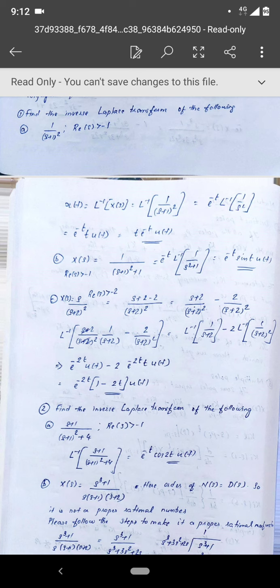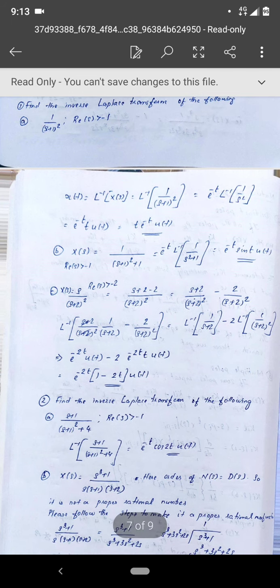So that is nothing but, you can write it as e raised to minus t times the Laplace inverse of 1 by s square, that is nothing but t e raised to minus t u of t.